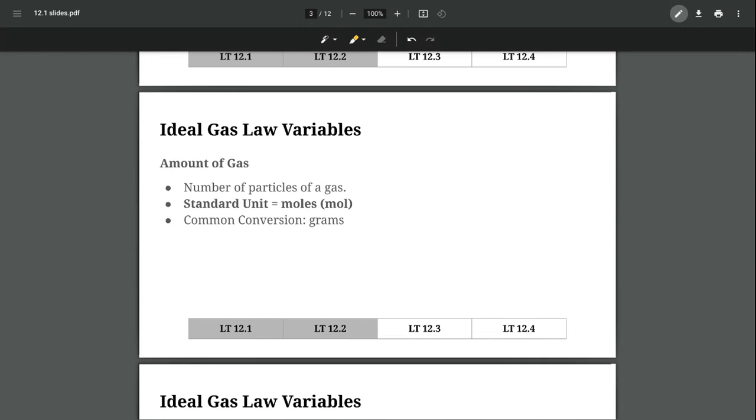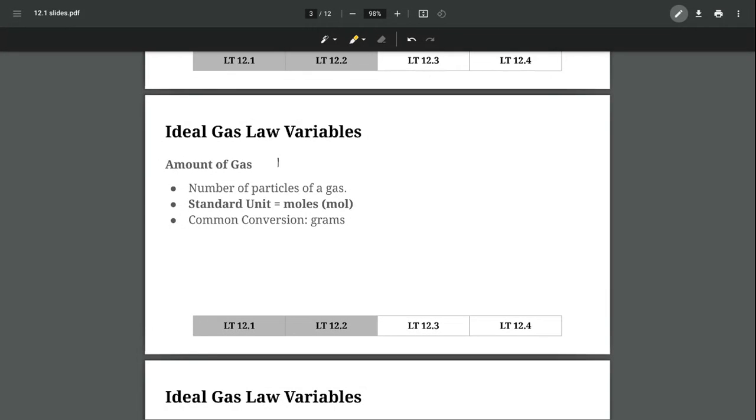Amount of a gas is measured in moles and is represented with a lowercase n. And a lot of times they're going to be given in grams. And so to convert between them, there's a lot of periodic table conversions that you're doing with dimensional analysis and stoichiometry.